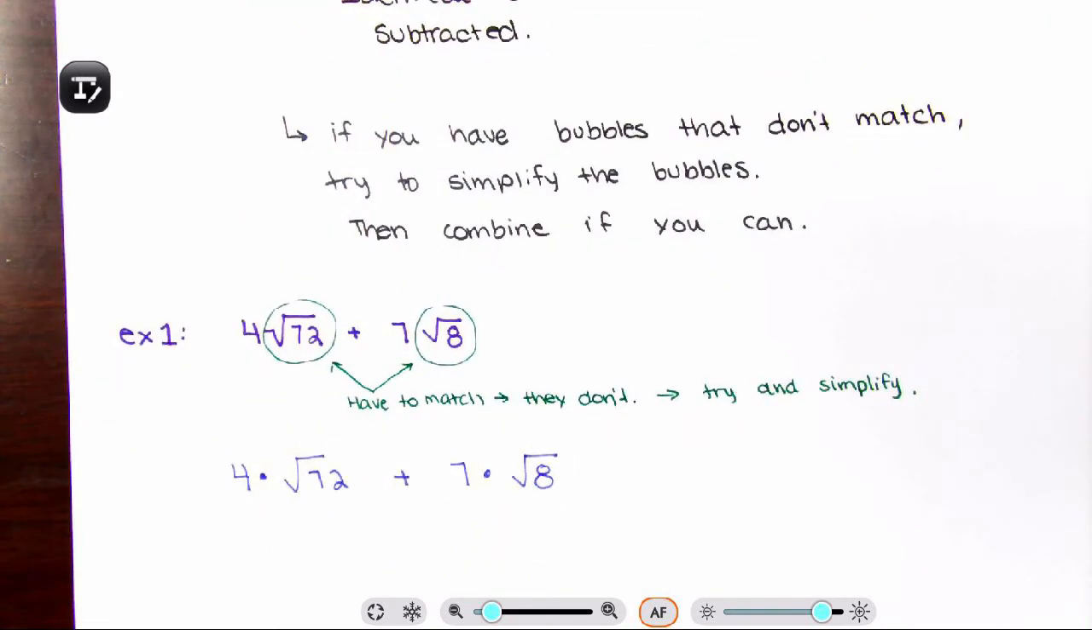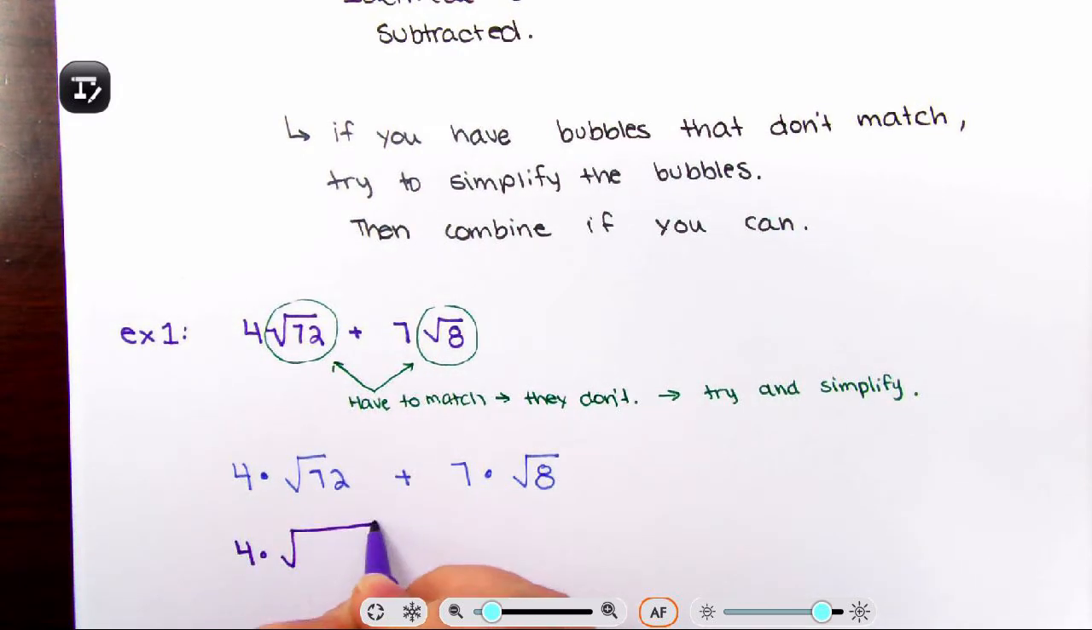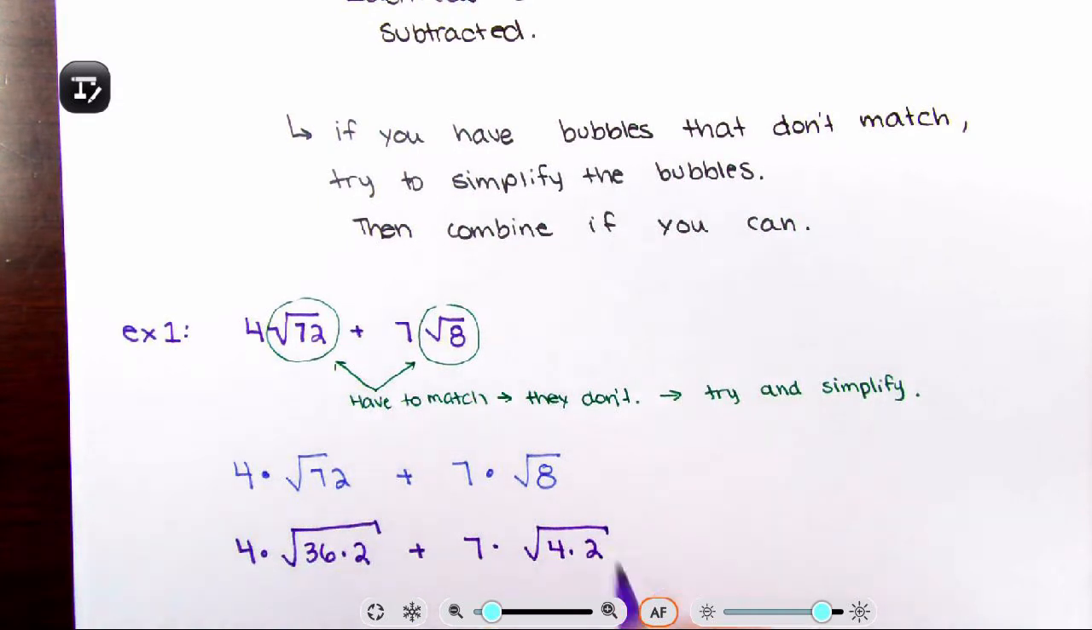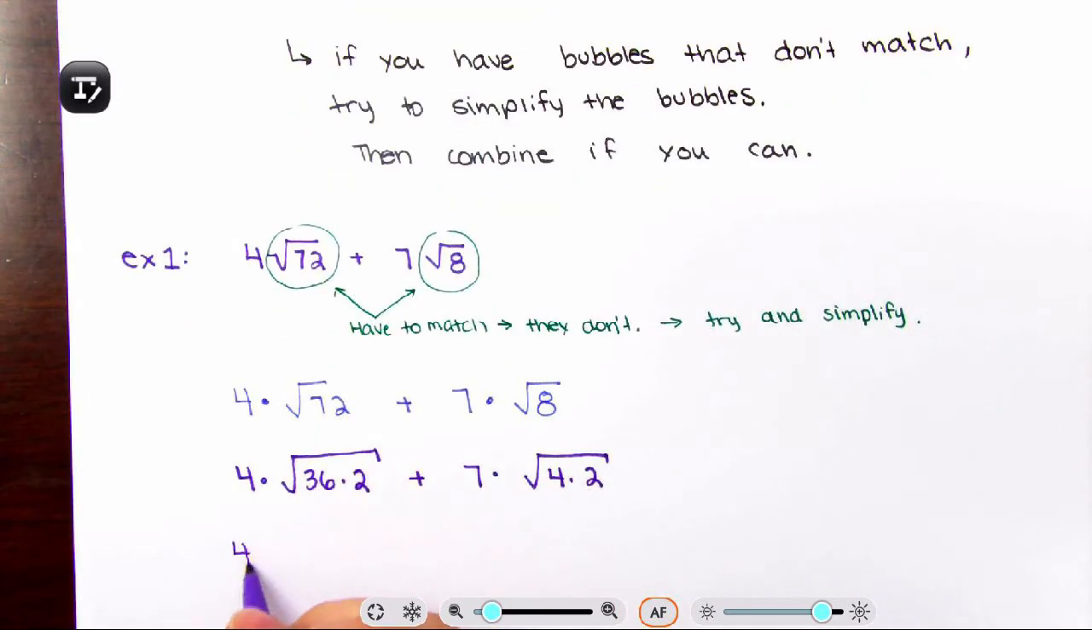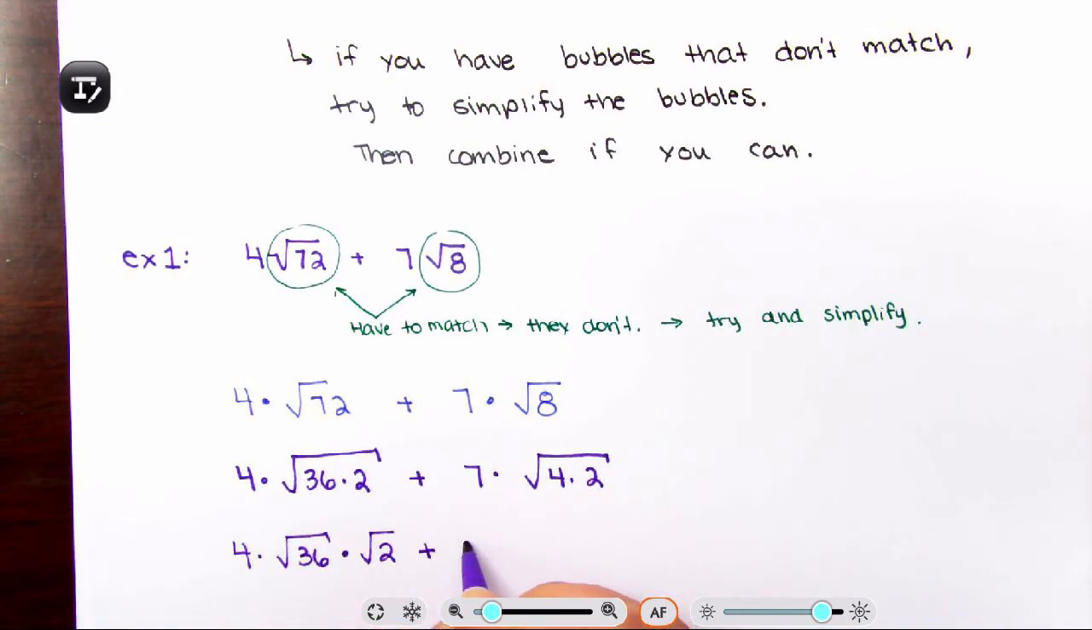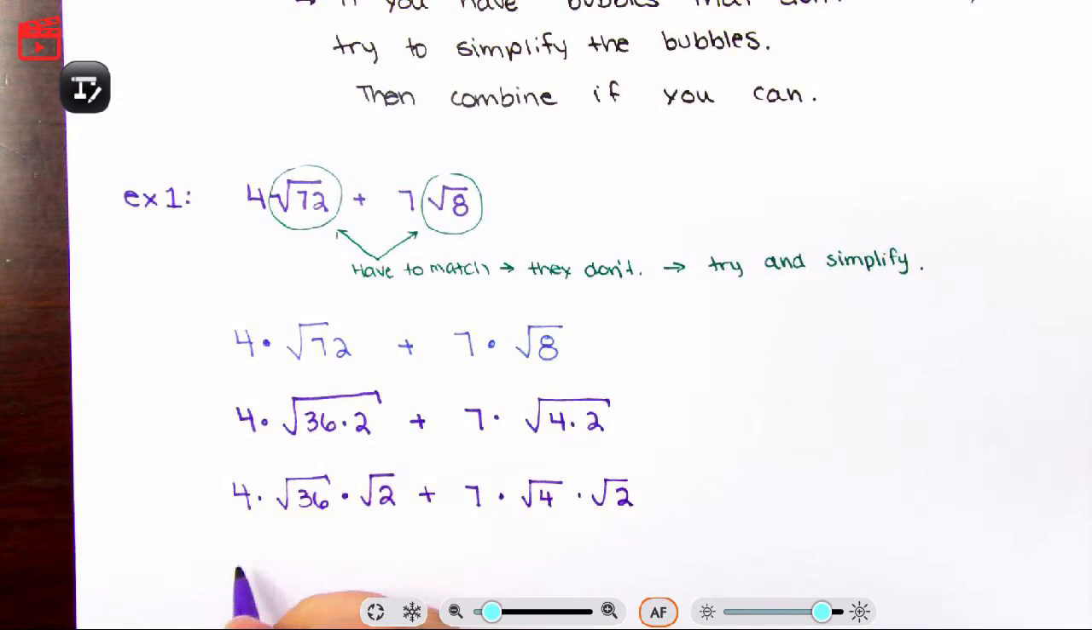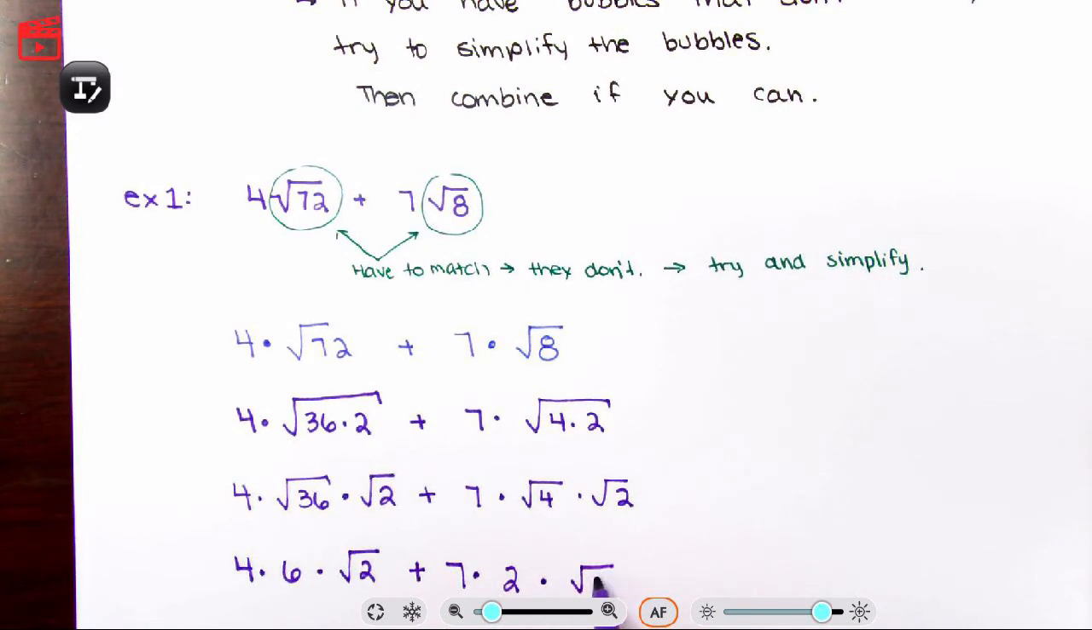So the square root of 72, let's see if I can rewrite that. So I'm going to have 4 times the square root. We're using that product property. I have 36 times 2, and I have 7 times the square root of 4 times 2, which is 8. I'm going to continue using that product property, which is the square root of 36 times the square root of 2, and 7 times the square root of 4 times the square root of 2. And 4 times the square root of 36 is 6 times the square root of 2. And I have 7 times the square root of 4, which is 2 times the square root of 2.